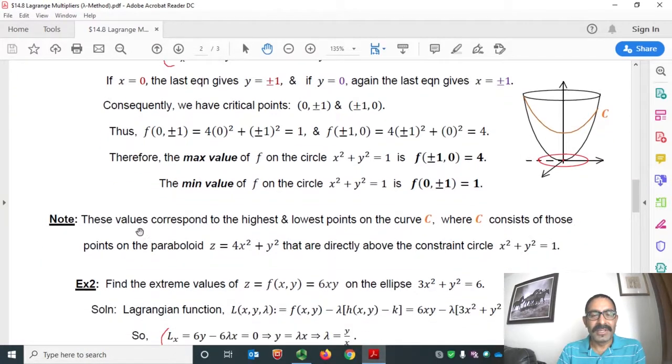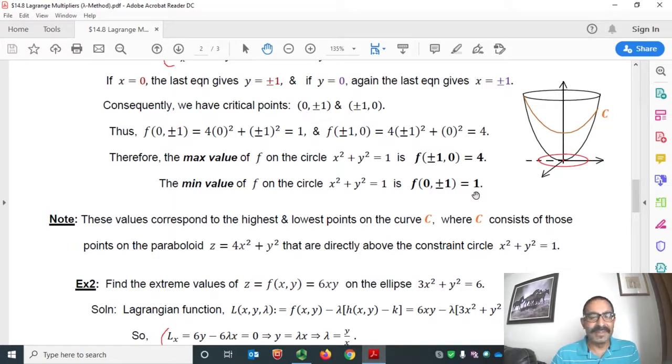So actually these values correspond to the highest and lowest points on the curve, where the curve consists of those points on the paraboloid that are directly above the constraint circle. So on this curve, which is just above this constraint circle, the highest point is 4 and the lowest point is 1. Great. I hope this idea makes sense to you all.